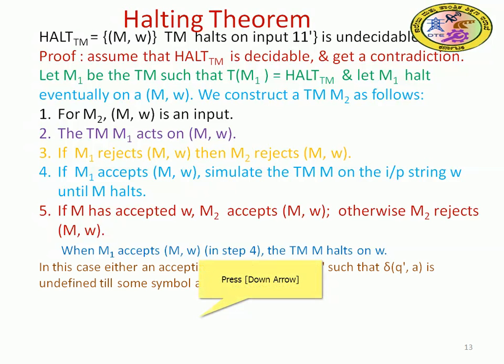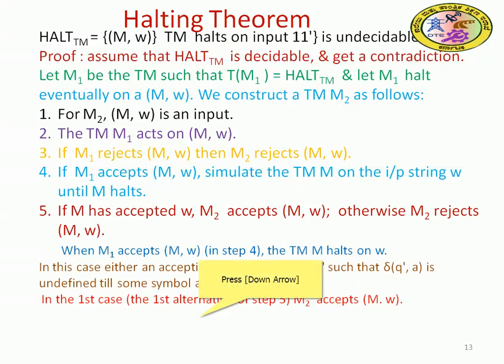In this case, either an accepting state q or q dash, such that delta of q comma a is undefined till some symbol in w is reached. That is, undecidability is there. So delta of q comma a is unknown, in the sense that what is the next state. Delta of q comma a is decidable; delta of q dash comma a, that is an accepting state. In the case q dash, q is undefined, still some symbol in w is reached.